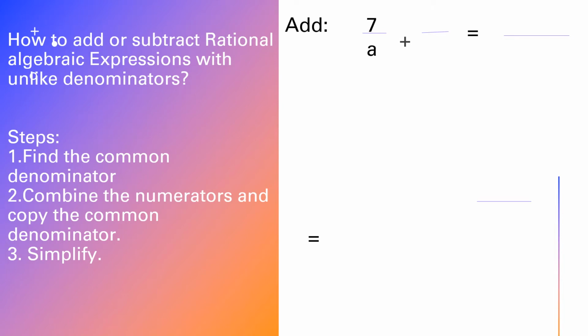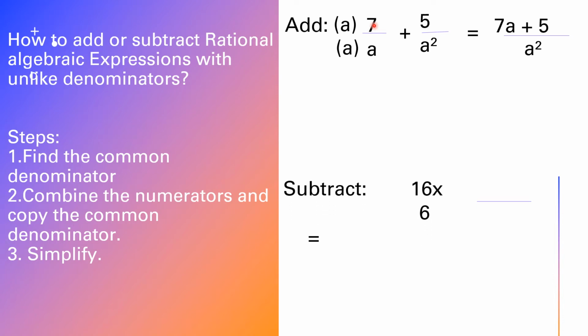Let's have 7 divided by a plus 5 divided by a squared. Now, how am I going to make this the same as this, a squared? Simply, I'm going to multiply this numerator and denominator by a. Okay? Now, this one, a times a, that is a squared, which is the same as this. So I'm just going to multiply this, 7 times a, that is 7a, plus 5, and a times a squared. So I simply copy the common denominator, a squared. And that's the final answer.